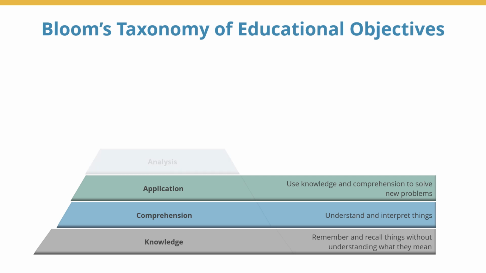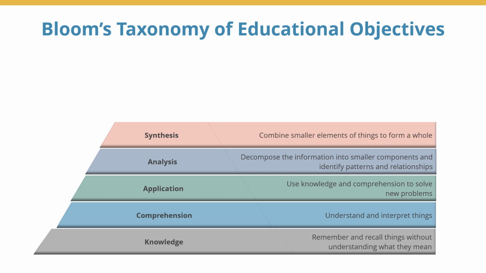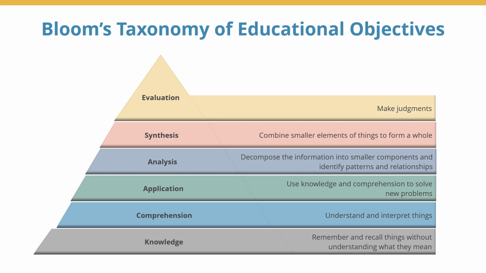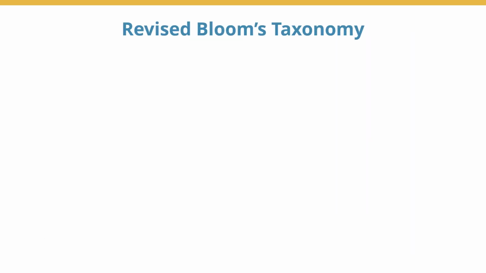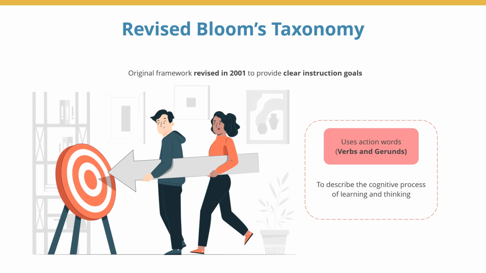4. Analysis, the ability to decompose the information into smaller components and identify patterns and relationships. 5. Synthesis, the ability to combine smaller elements of things to form a whole. 6. Evaluation, the ability to make judgments. Revised Bloom's taxonomy. To provide clear instruction goals, the original framework was revised in 2001. The revised taxonomy uses action words, verbs, and gerunds to describe the cognitive process of learning and thinking.